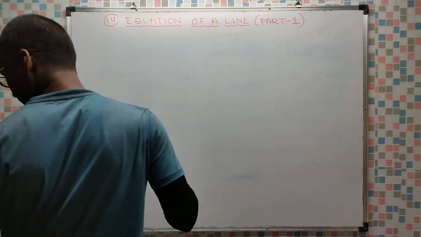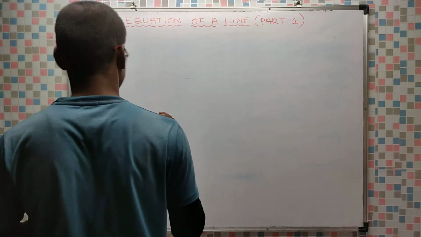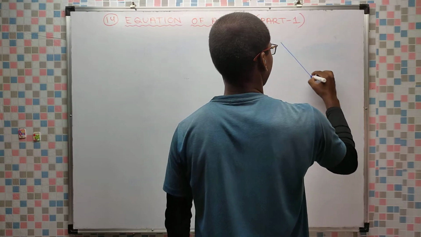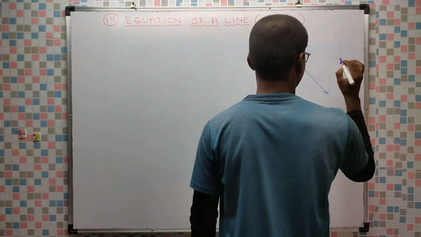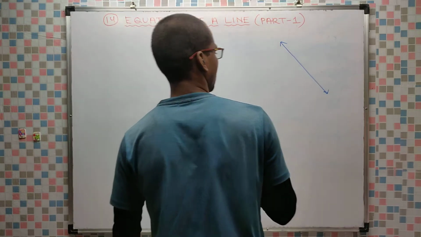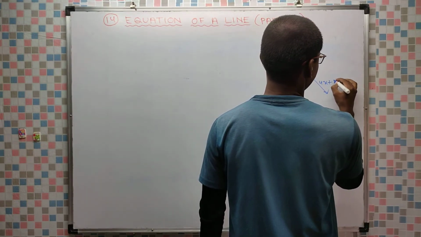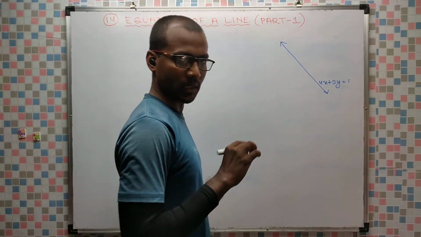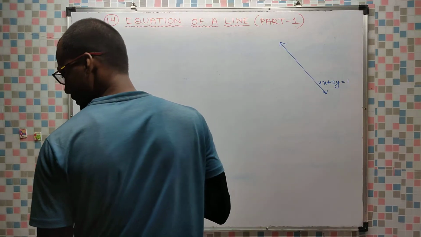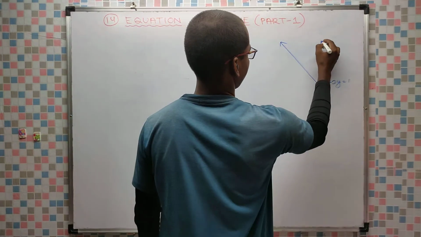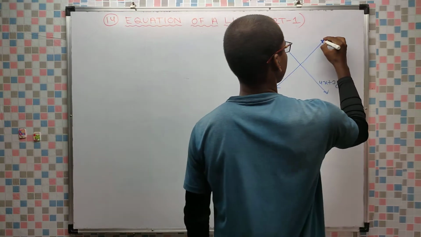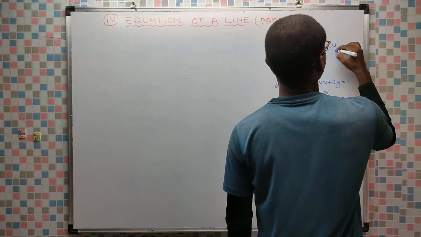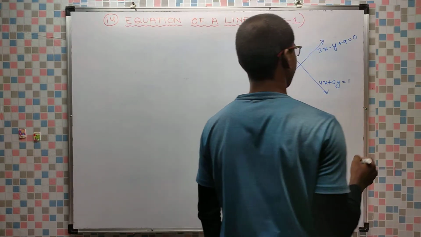Question number 11. Find the point of intersection of the lines. There is one line, 4x plus 3y is equal to 1. Randomly I am drawing, let this be the line whose equation is 4x plus 3y is equal to 1. The other line is 3x minus y plus 9 is equal to 0. This is the second line.